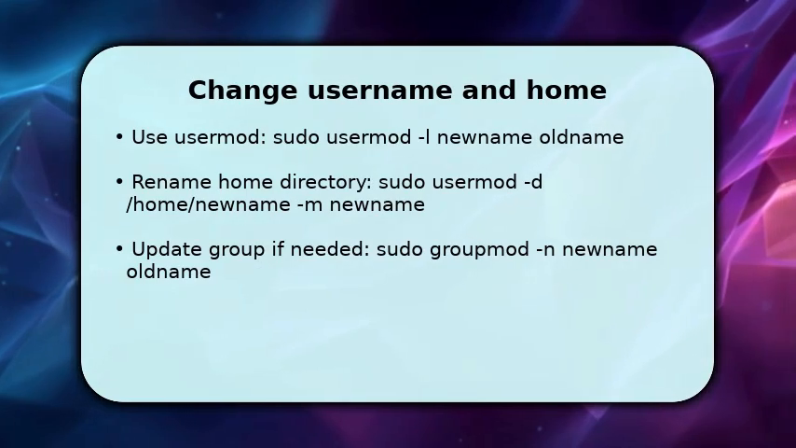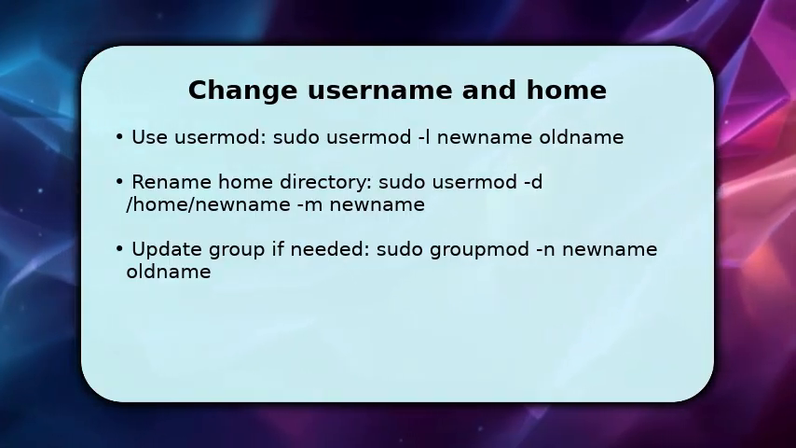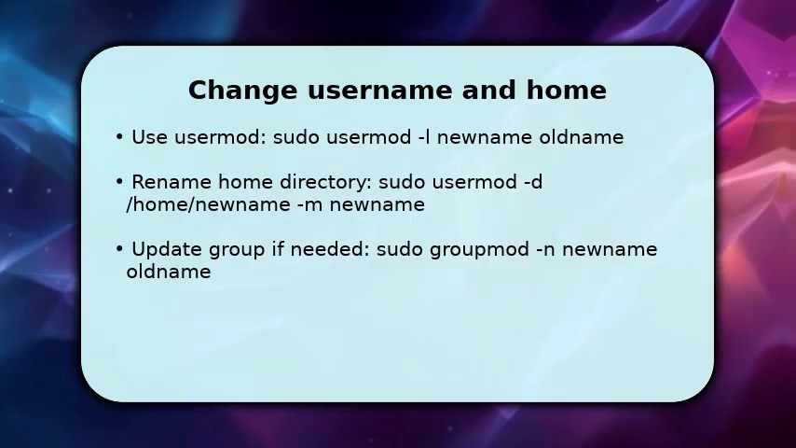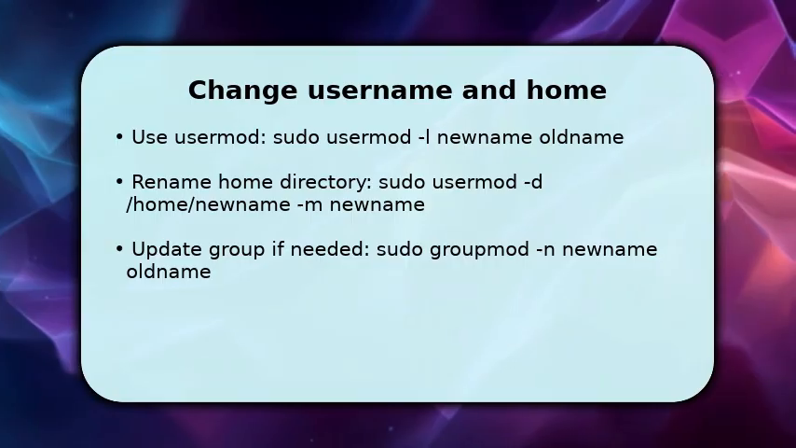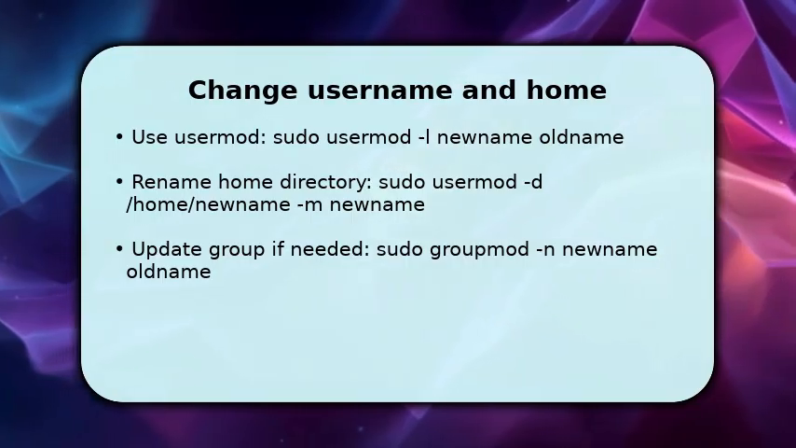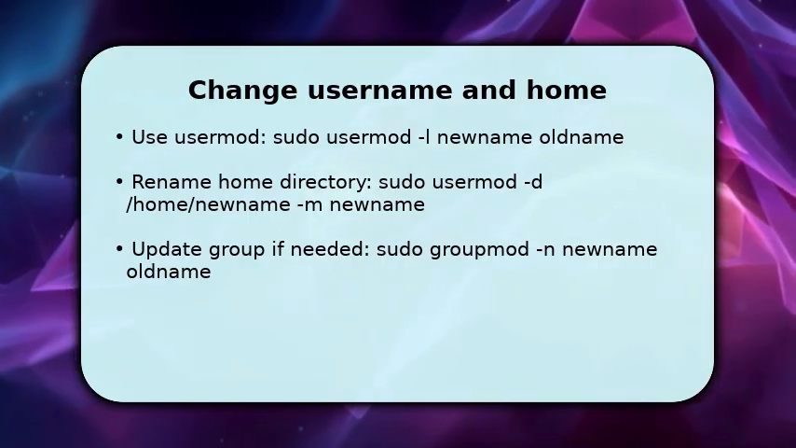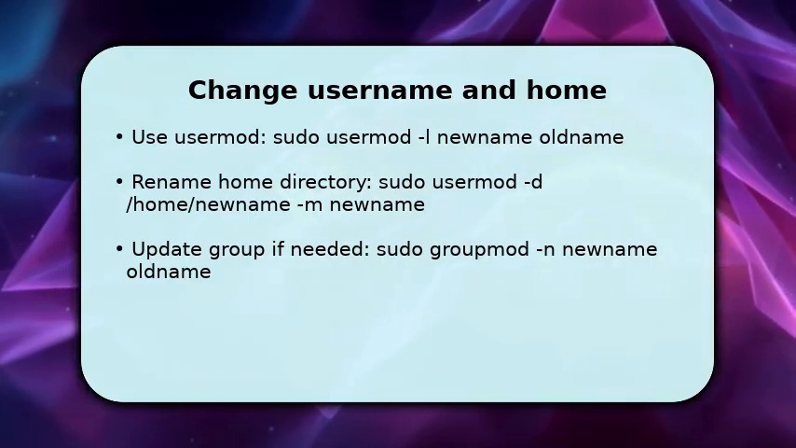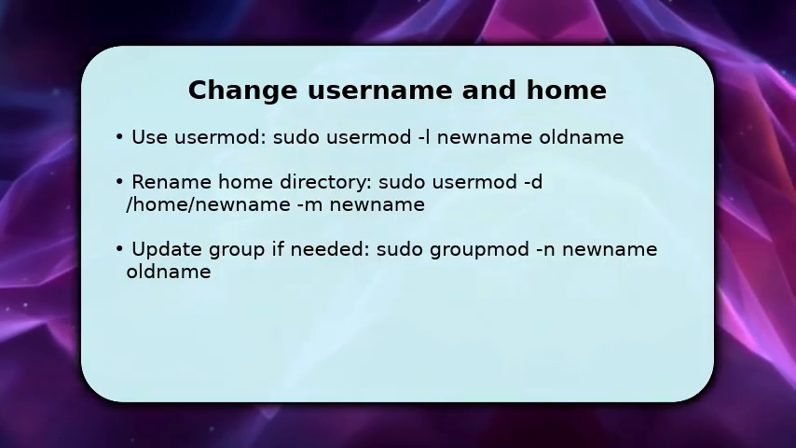Next, change the account name and move the home directory. Use sudo usermod -l newName oldName to alter the login name. This updates login records. Then run sudo usermod -d /home/newName -m newName to change and move the home folder safely, preserving permissions. If the primary group matches the old username, update it with sudo groupmod -n newName oldName so group ownership stays consistent.